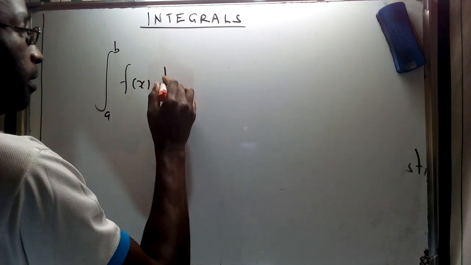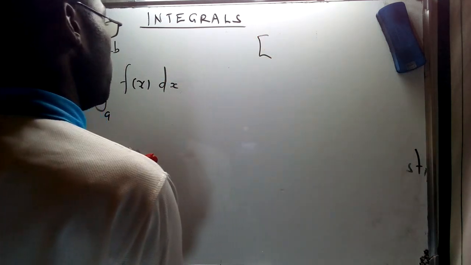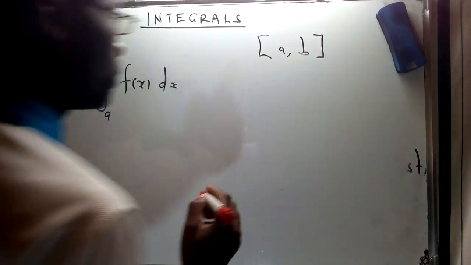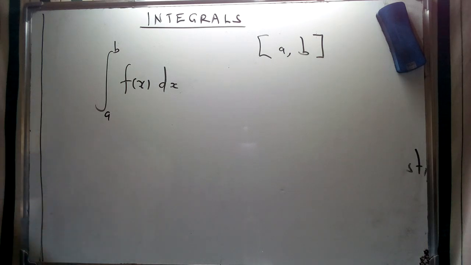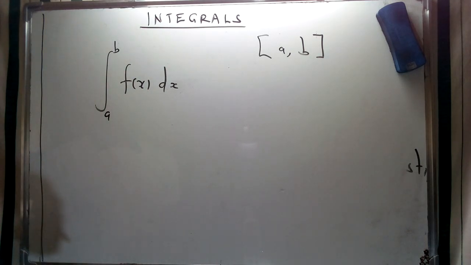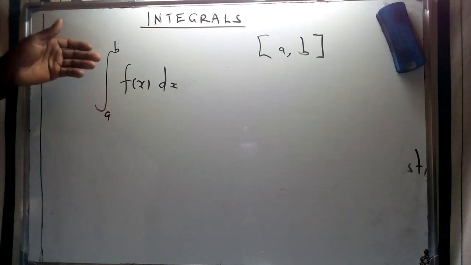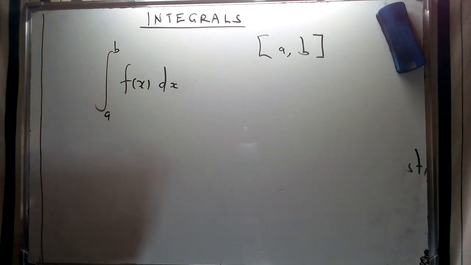So if an integral can be represented as f(x) dx over the closed interval a and b, we can try and see the behavior of this specific limit. We said that this is the lower limit of integration and this is the upper limit of integration. So we can monitor and see the effect of interchanging the lower limit and the upper limit of integration, and see what is the overall result.